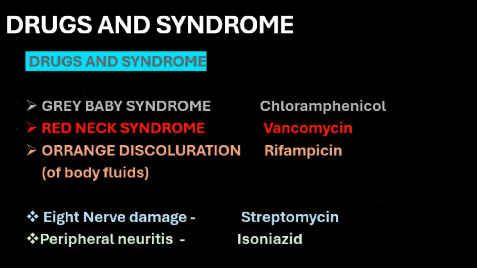So the next topic is some drugs and syndromes. Gray baby syndrome is for chloramphenicol. Red neck syndrome is for vancomycin. And orange discoloration is for rifampicin. Eighth nerve damage is streptomycin and peripheral neuritis is for isoniazid. So I already added this in some other topics as well. You can refer to it. I'm just mentioning it because we are coming through color coding. That's why I mentioned this for this memory technique lesson.